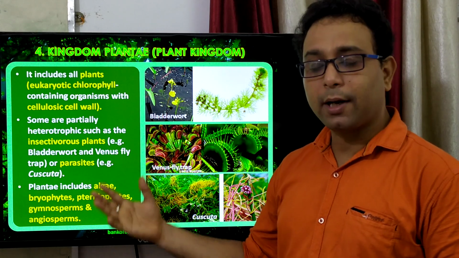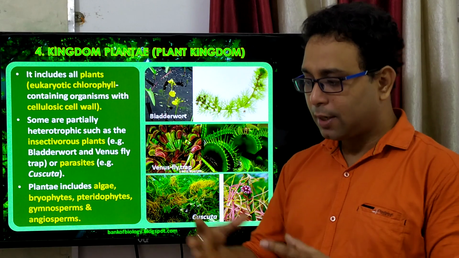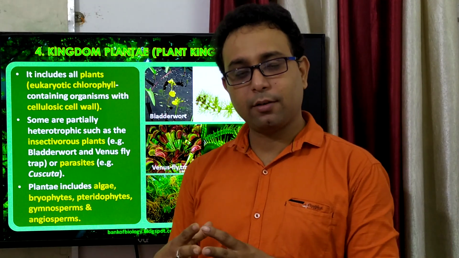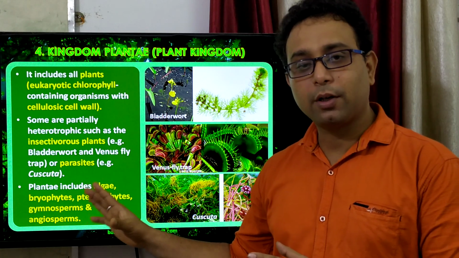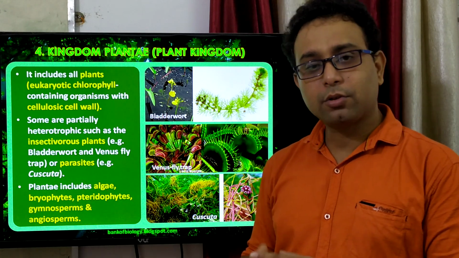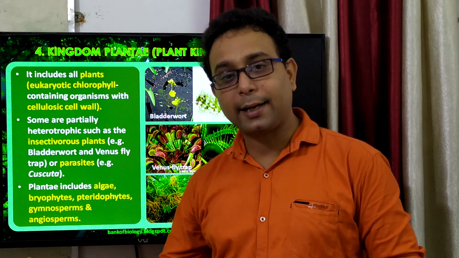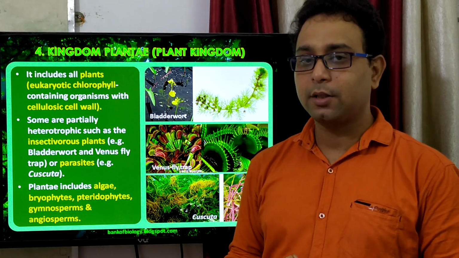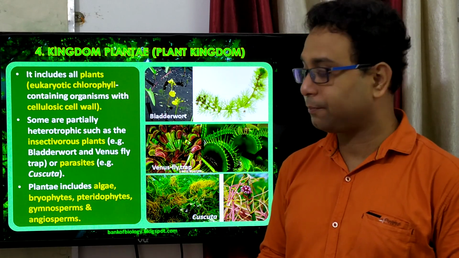Another kind is the parasitic plant. Parasitic plants take nutrients from a host plant, and they do not contain chlorophyll, for example Cuscuta. So they cannot synthesize their own food. They are dependent on other plants and take food from them. So they are called parasitic plants, for example Cuscuta.